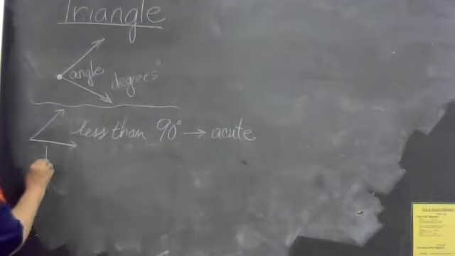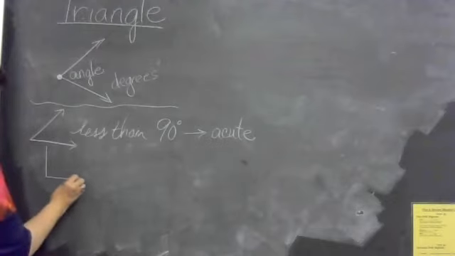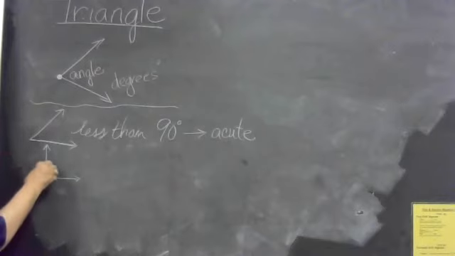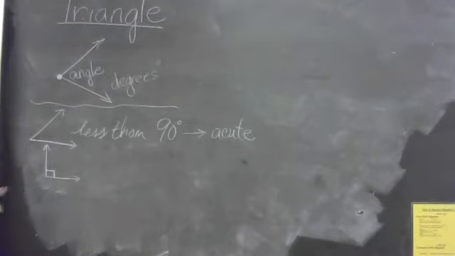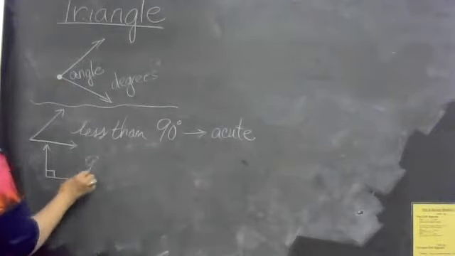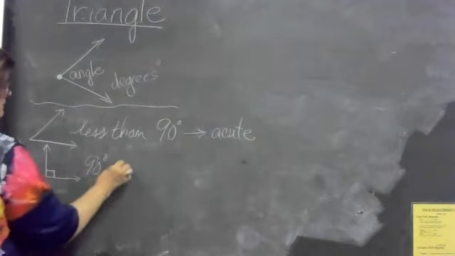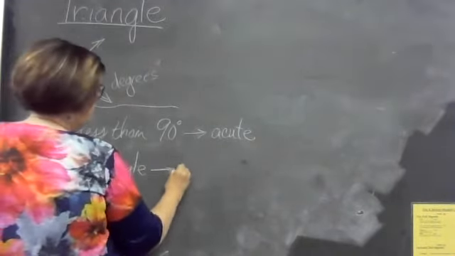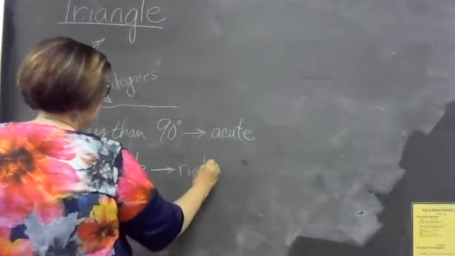Here is what 90 degrees looks like. 90 degrees is perpendicular, and it's usually indicated with this little symbol right there, which says that these are perpendicular to each other. Perpendicular means 90 degrees. So this one is called a 90-degree angle, which is called a right angle.